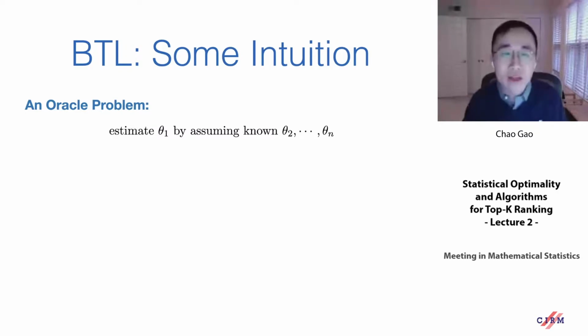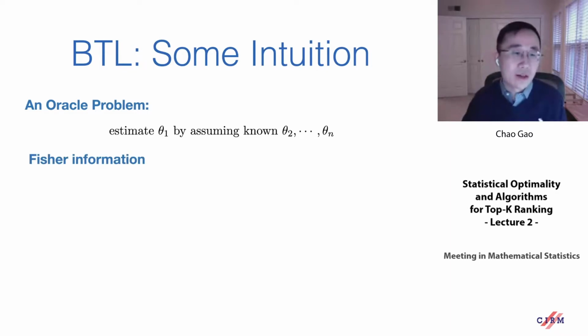So estimate theta one, assuming the knowledge of theta two up to theta n, right? So this is a very simple problem. It's just an easy one-dimensional parametric estimation problem, and you can just use MLE to estimate theta one efficiently, and you can find that the MLE of theta one is asymptotically normal. The asymptotic variance is given by the inverse Fisher information, and in fact we can explicitly compute the Fisher information.